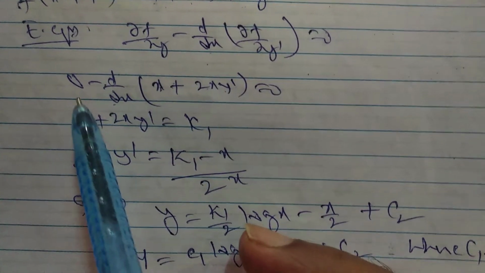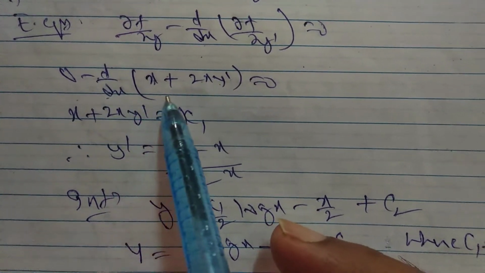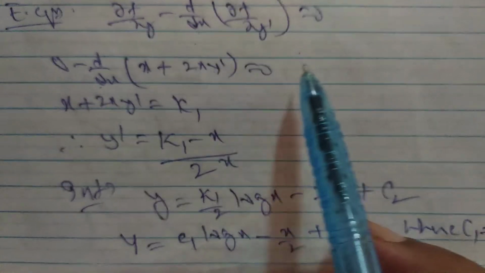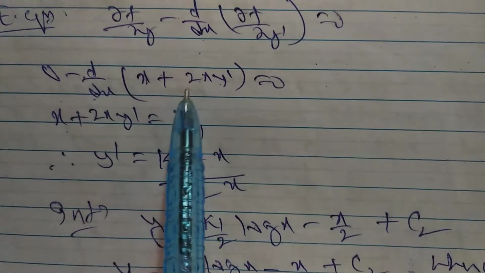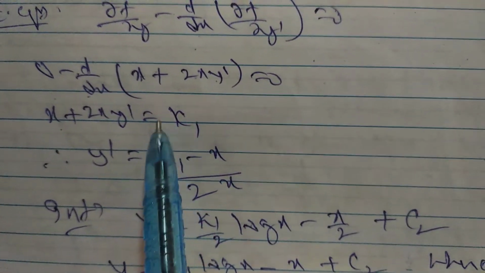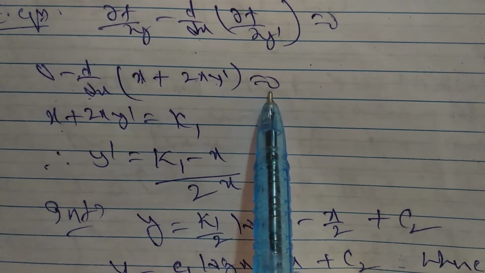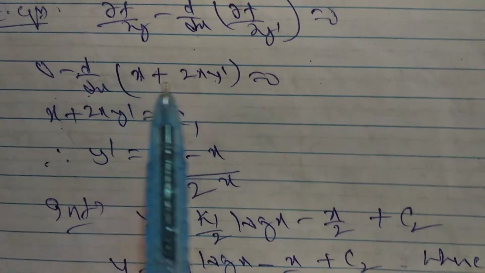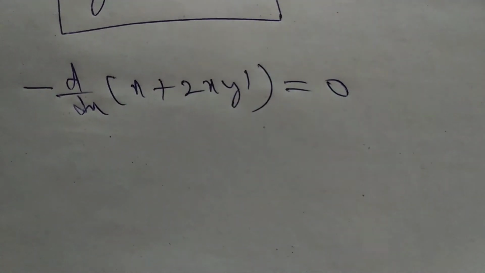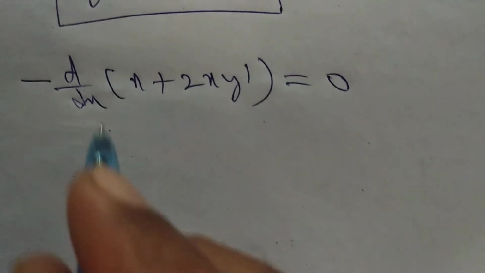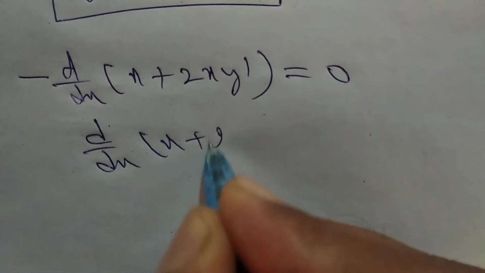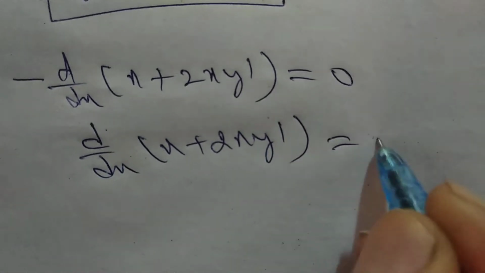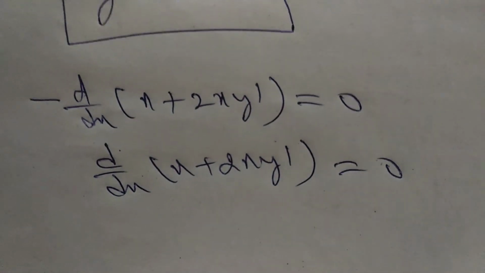So substituting these values in Euler's equation, we get 0 − d/dx(x + 2x y') = 0. How do we get this step? Since this minus is there, multiply by minus. So d/dx(x + 2x y') = 0. Plus 0 minus 0, no change.